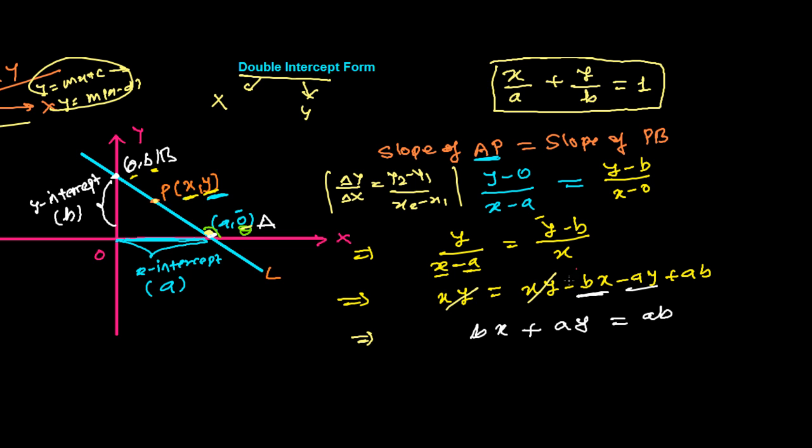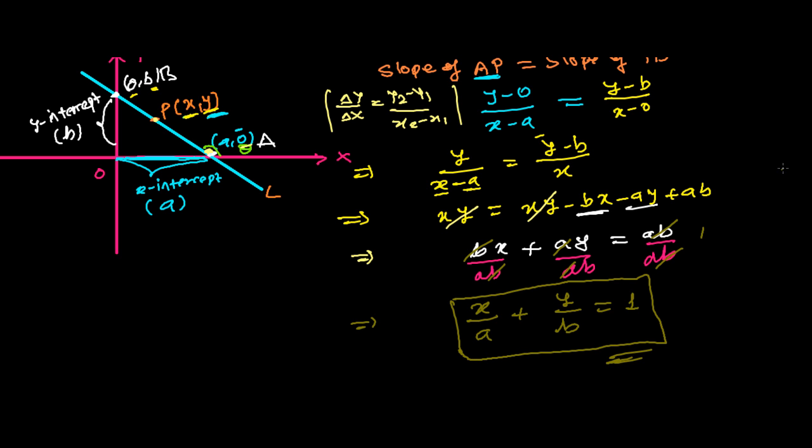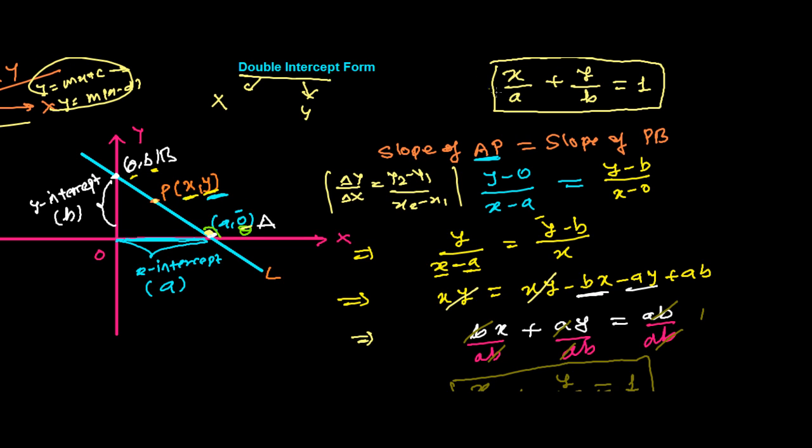So what about dividing both sides by ab? I'm dividing this by ab, this by ab, and this by ab. Now see what is going to happen. This b and b will cancel, this a and a will cancel, this ab and ab will cancel to give 1. So finally we get x over a plus y over b equal to 1. This is the required equation of the line having intercept a on the x-axis and intercept b on the y-axis. This is what I had told you initially: x over a plus y over b equals 1. So keep this in mind.